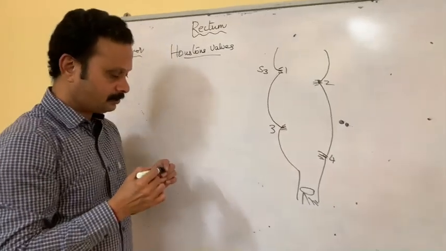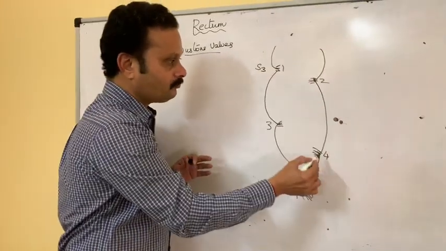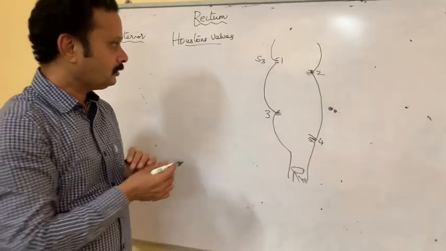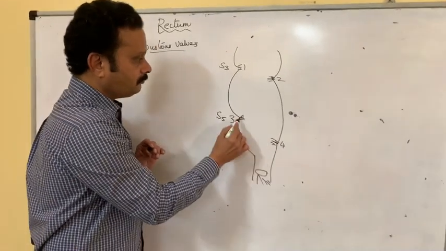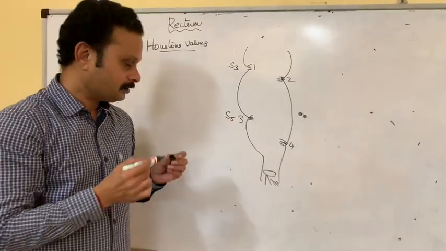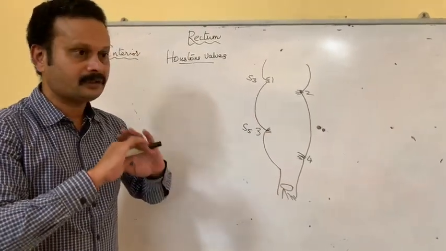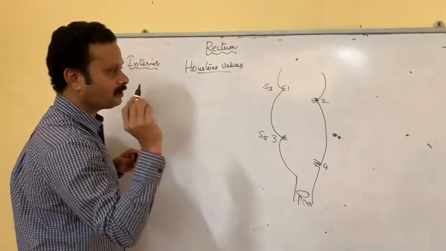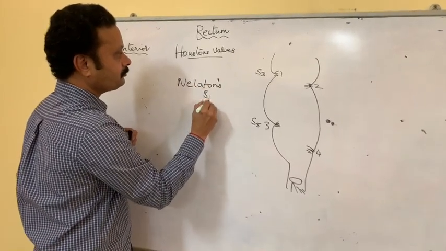Third valve is important. This first and third valve are comparatively constant. Second and fourth may be inconstant. The third valve is very important. Third valve is situated at the level of S5, 1 inch above the fourth one and 1 inch below the second one. Sometimes the circular muscle within the third valve may encircle the entire rectum along it, thereby forming a sphincter which is called Nelaton's sphincter.